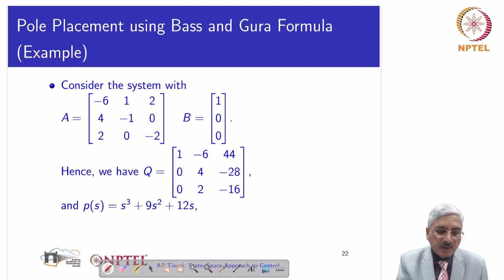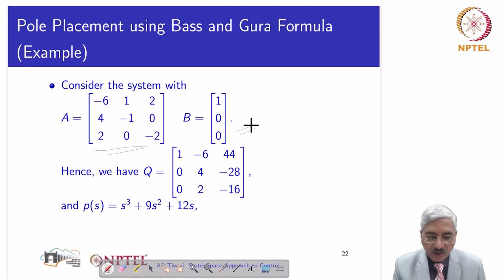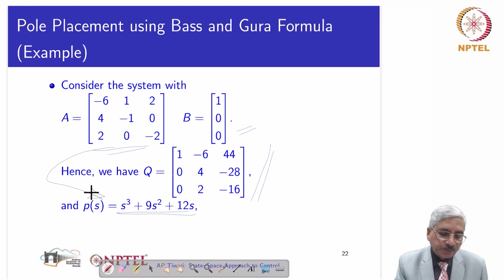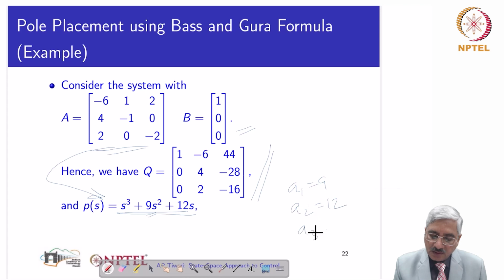We again take the same example, same A matrix and same B matrix. Q is this. This is the characteristic polynomial of this A matrix. And that means we have A1 equal to 9, A2 equal to 12, and A3 is 0.